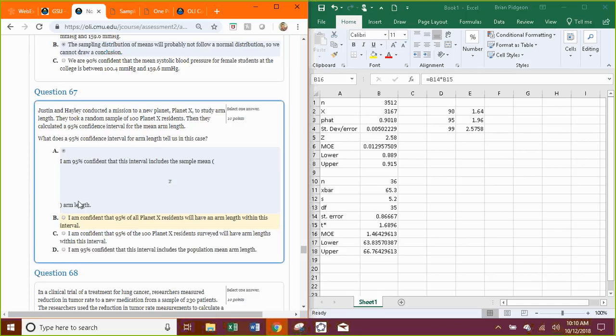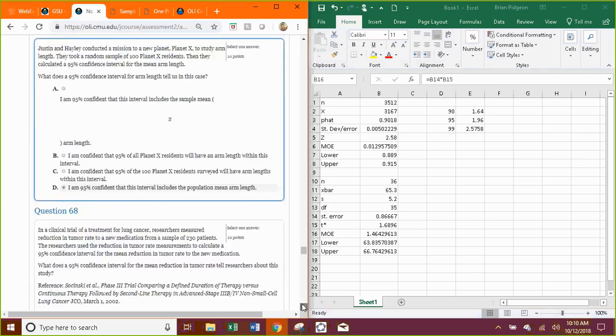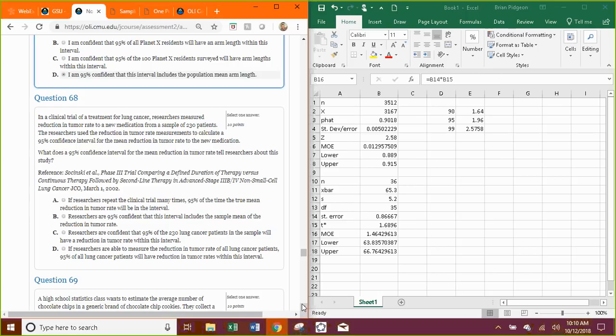No. I know that question is really weird looking, but it doesn't even matter because it's wrong. I am 95% confident that 95% of all... nope. I am 95% confident this interval includes the population mean arm length. That's all it means.